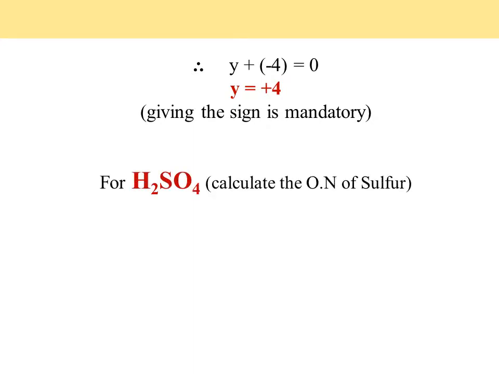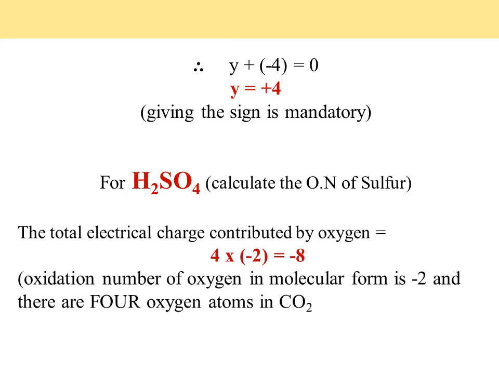Now for another example, H2SO4: calculate the oxidation number of sulfur. I've given this example previously, and it's stated over there that it is +6. How is it +6? Let's find it out. The total electrical charge contributed by oxygen: 4 oxygen atoms are there, as you can see, each of -2, so the total electrical charge is -8, including the charge and the quantity. So the oxidation number of oxygen in molecular form is -2, and there are 4 oxygen atoms in CO2.